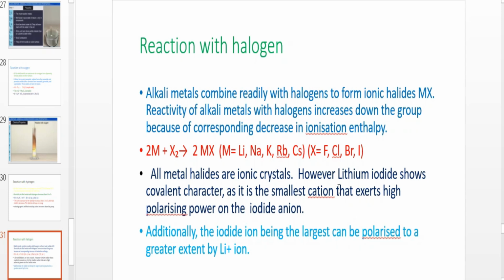Only one exception: lithium iodide is covalent in nature. Except lithium iodide, all other halides are ionic in nature. Why does lithium iodide exhibit covalent character? Because of the smallest size. Lithium is the smallest cation, and it has high polarizing power on the iodide ion. That's why lithium iodide exhibits covalent character.